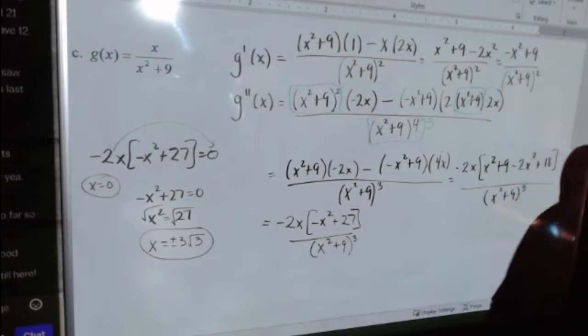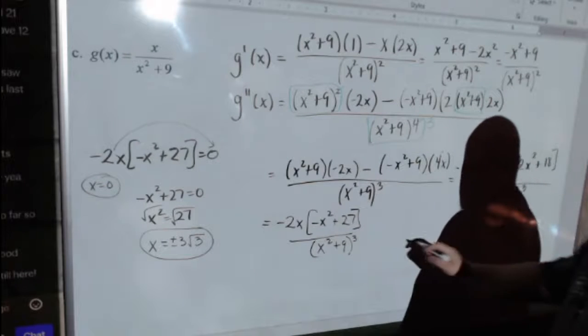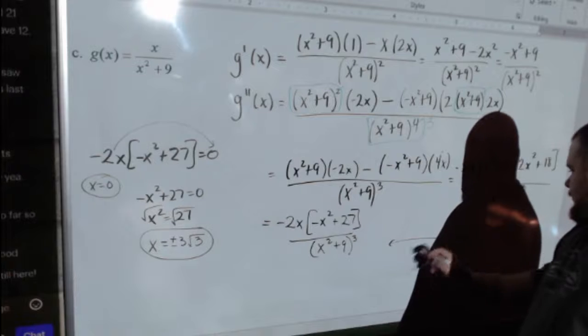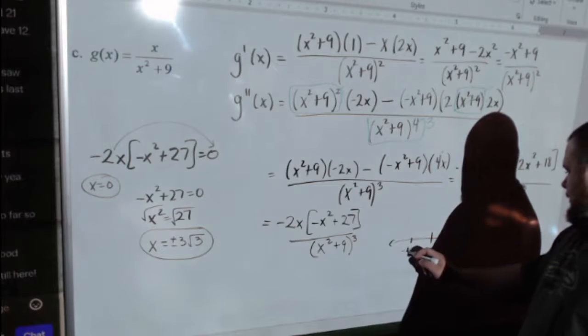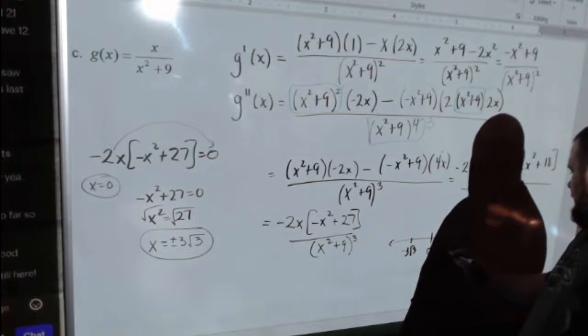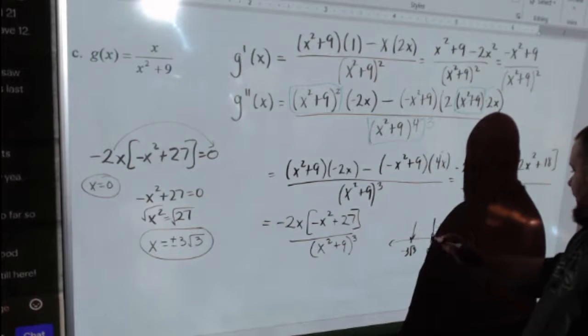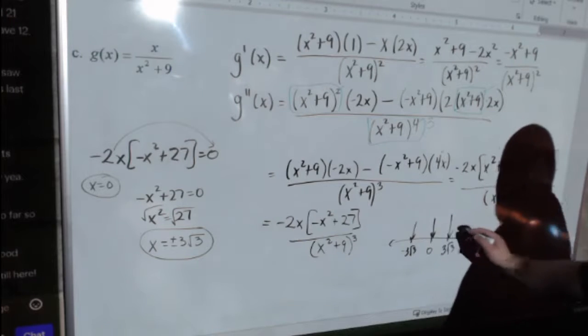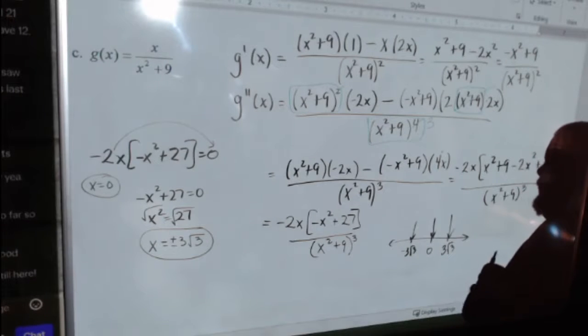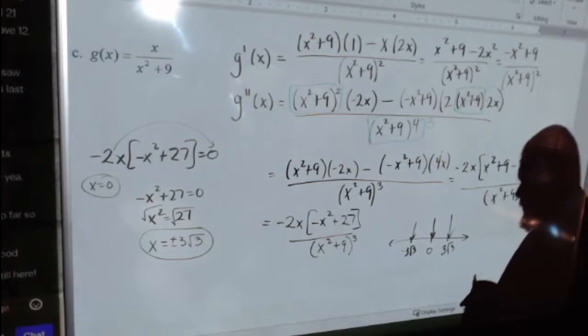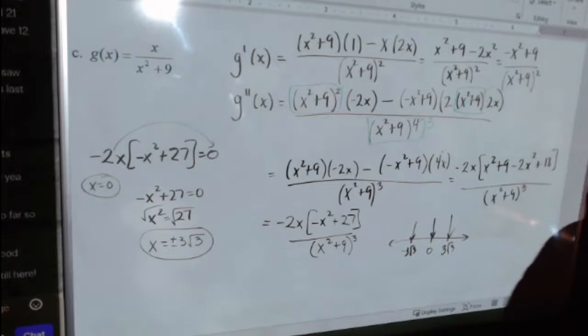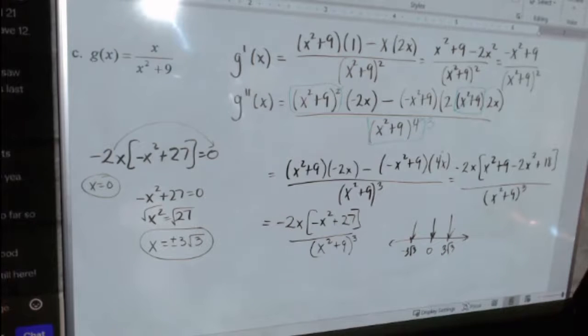So again, number line, 0, negative 3 root 3, positive 3 root 3. And then I just need to test 1, 2, 3, 4 intervals. So the first question is, what is 3 root 3 equal to? So we can find a nice number to use. So square root there gives us about 5.2 approximately.